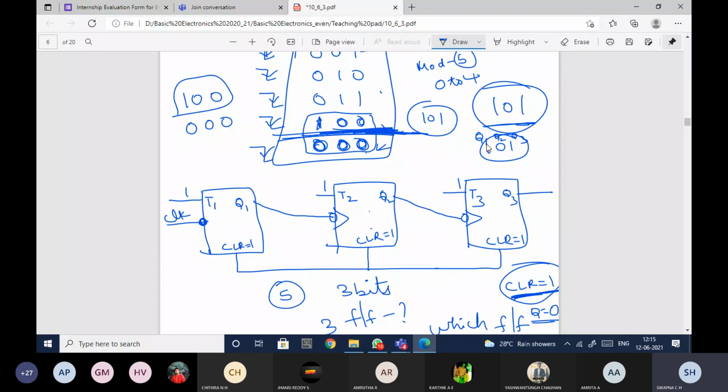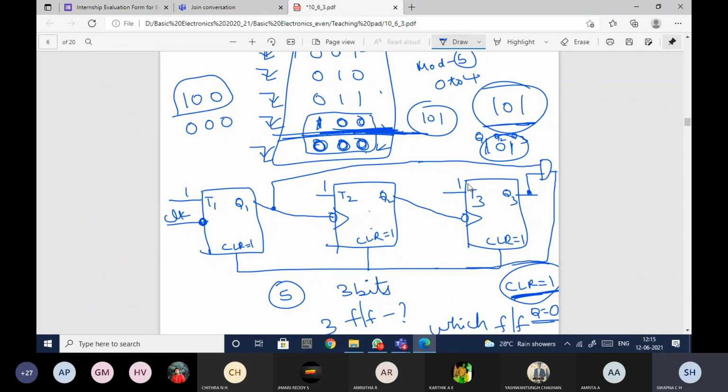So what is happening here? Q1 is 1 and Q3 is 1. Let me connect the circuit first and then I'll explain. So I have taken Q1 and also Q3, and I've given them to an AND gate. From this AND gate, I'll give the output to all the CLRs together.